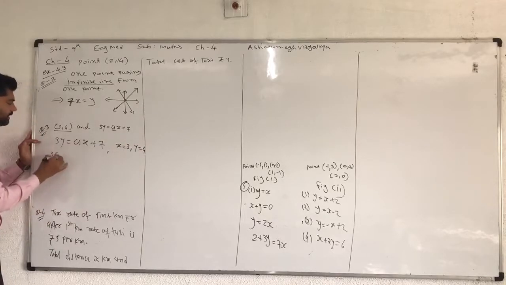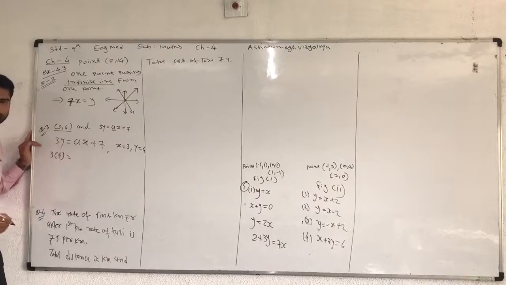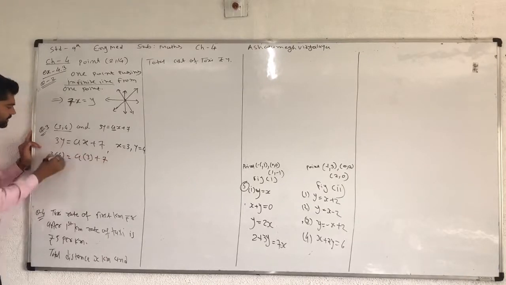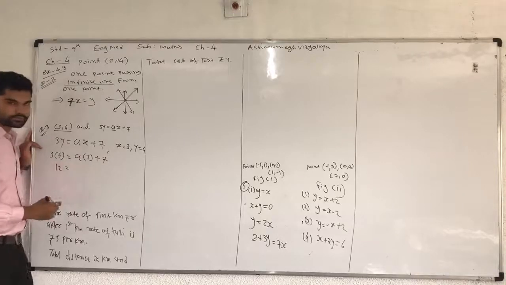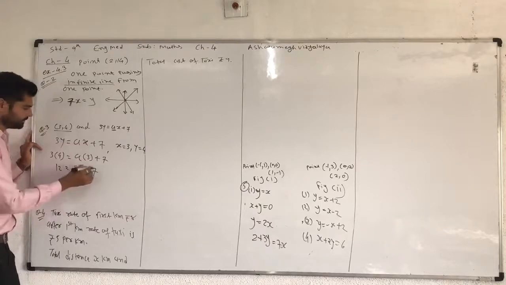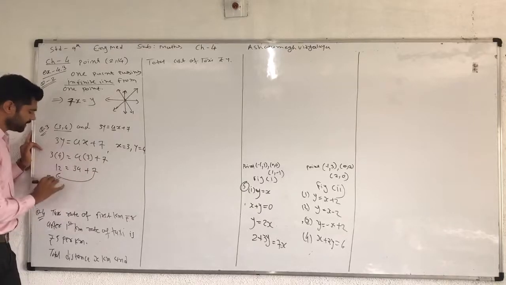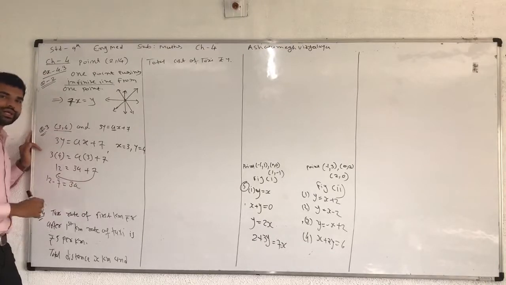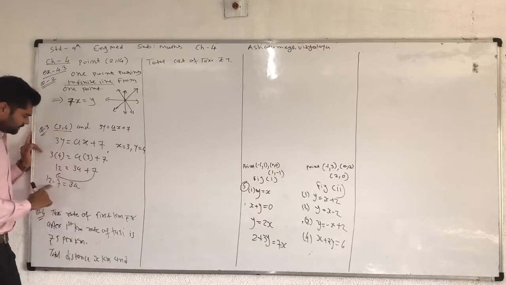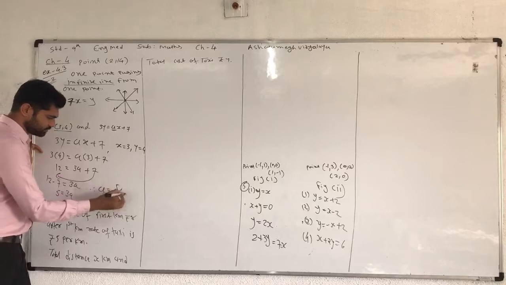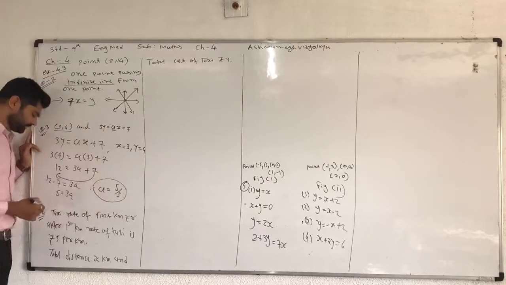So 4 in place of y, and 3 in place of x: 3 into 4, 12 is equal to a into 3, 3a plus 7. Now changing sides, 12 minus 7 is equal to 3a. 12 minus 7, the answer is 5 equal to 3a. Therefore, a is equal to 5 divided by 3.